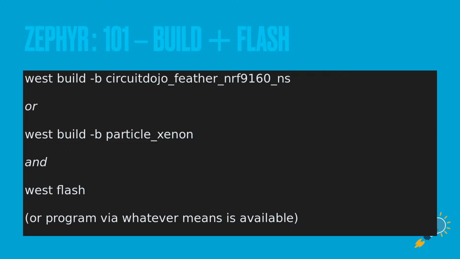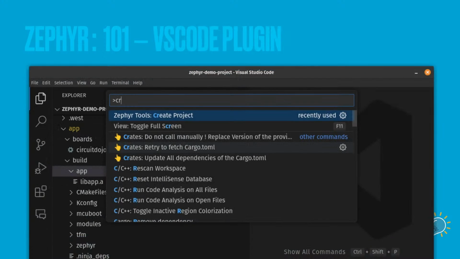Building and flashing, if you are using the command line, you've got the build commands here, particle xenon, whatever board you're building, and then you're also just going to be flashing depending on the situation. And then finally here, I created this project manually, adding all those files. Literally, using Zephyr Tools, create project will do the exact same thing for you, and you can actually choose whether or not you want to use NCS or vanilla Zephyr. So it's really up to you and how you want to do things.